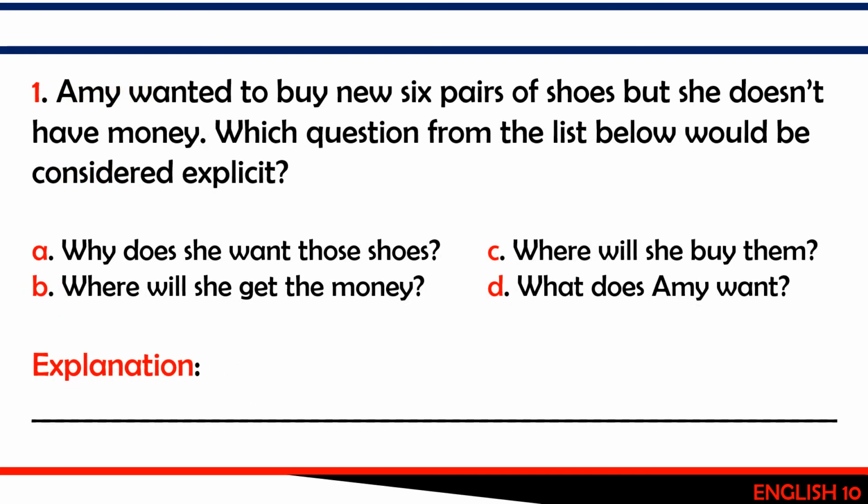So let's have number 1. Amy wanted to buy new 6 pairs of shoes, but she doesn't have money. Which question from the list below would be considered explicit? Is it A, why does she want those shoes? B, where will she get the money? C, where will she buy them? Or D, what does Amy want? So what is your answer? So which of the questions in the choices have a direct answer from the text? That would be the correct answer. So of course, it is letter B.